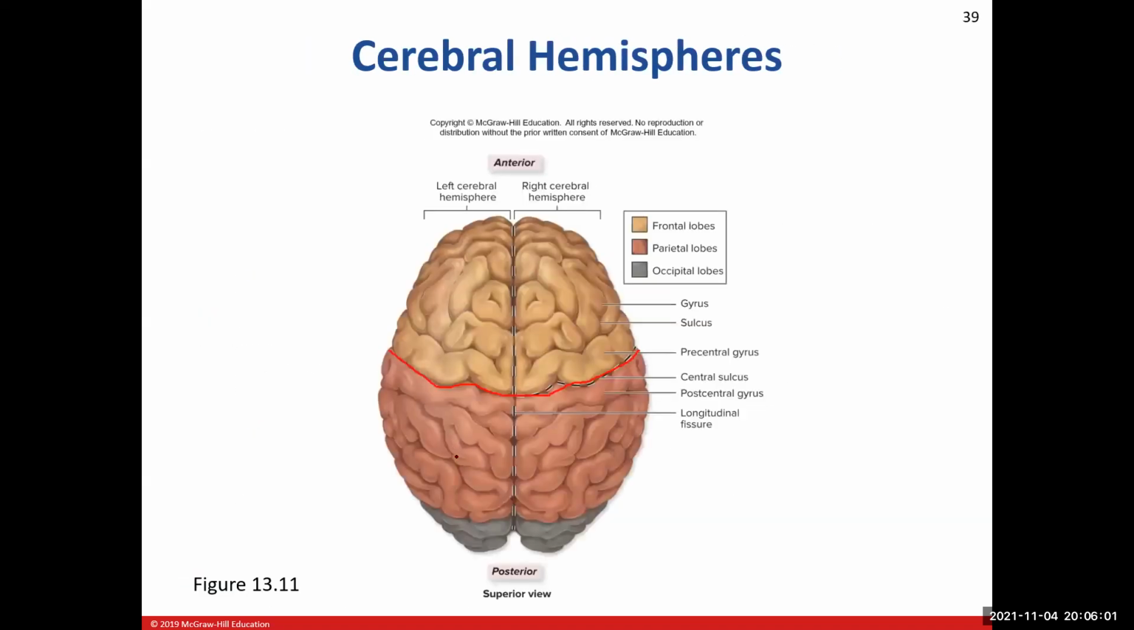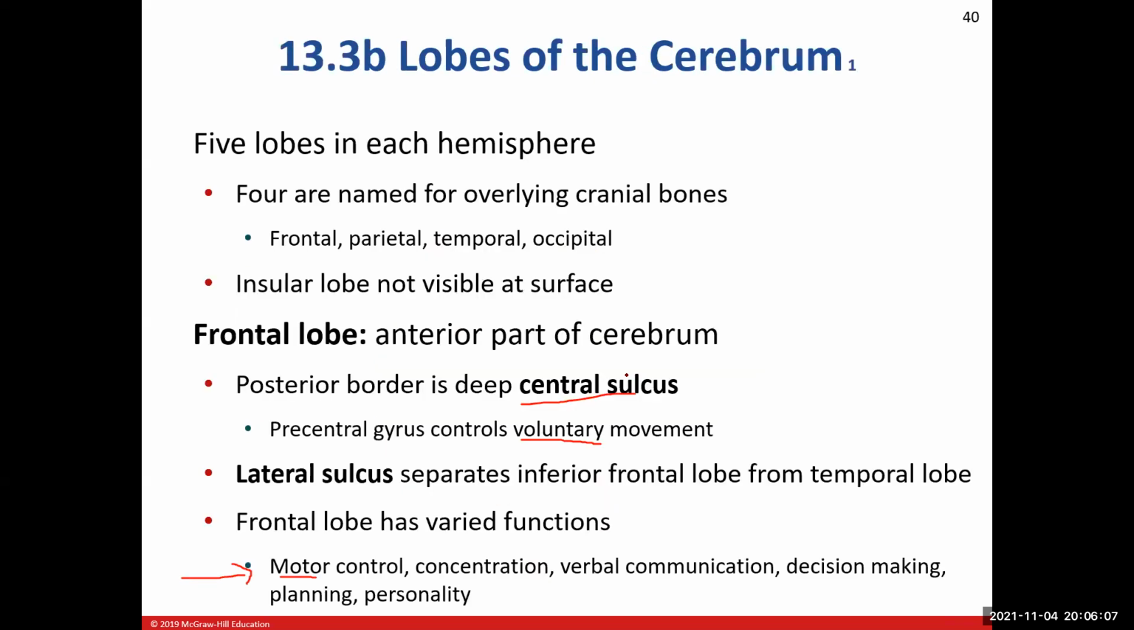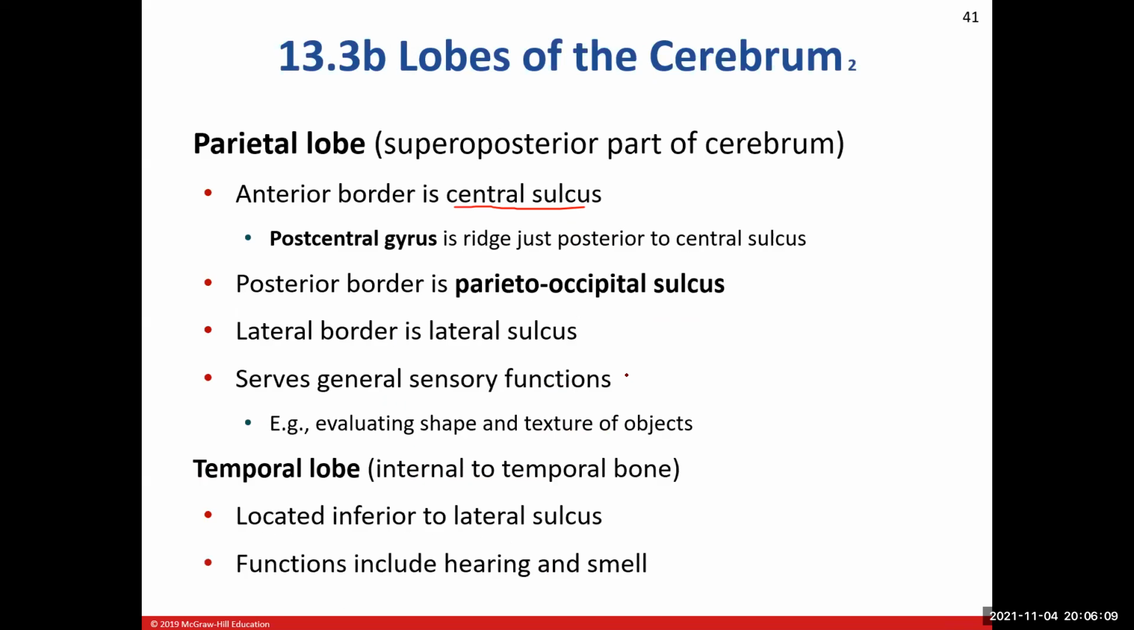All right, so here again, there's that central sulcus. So this is the anterior lobe, the anterior border there. Just posterior to the central sulcus is the postcentral gyrus, and that is going to be where our somatosensory cortex is going to be located. If we go further back on the posterior region, we're going to come up on the occipital lobe. So the border between those two lobes, we call that the parietal occipital sulcus.